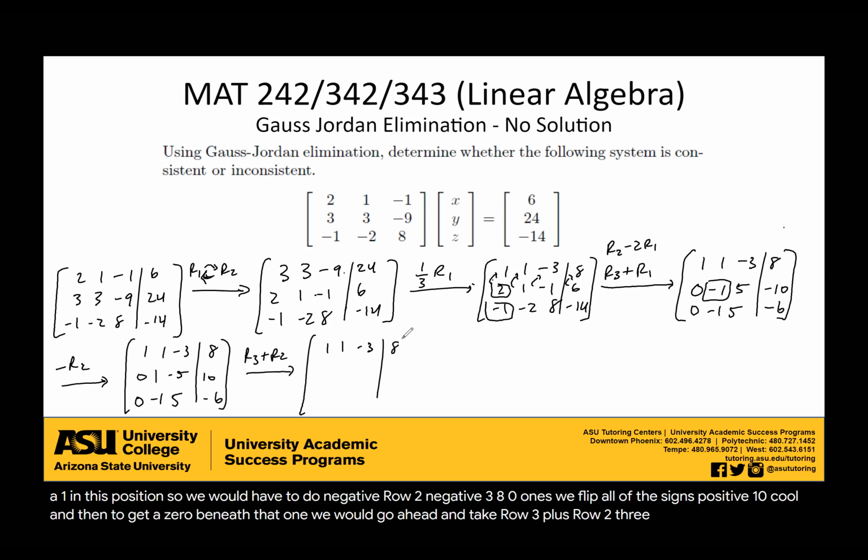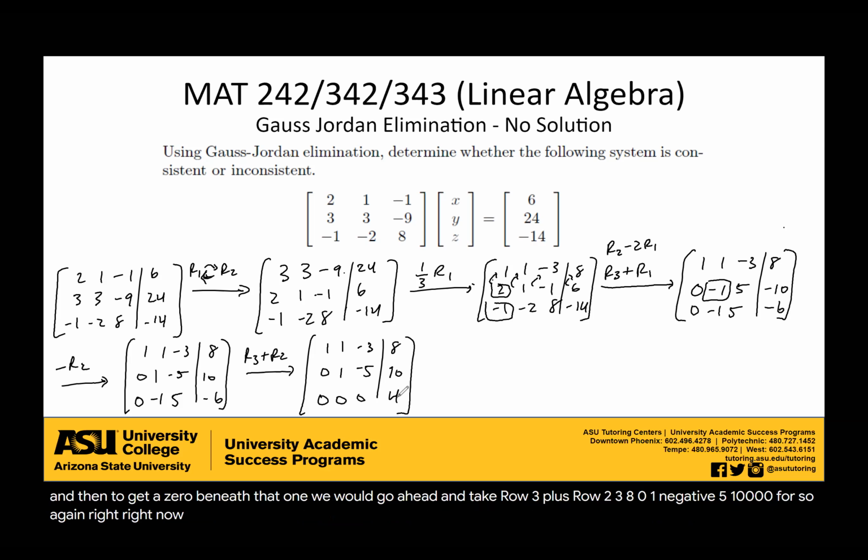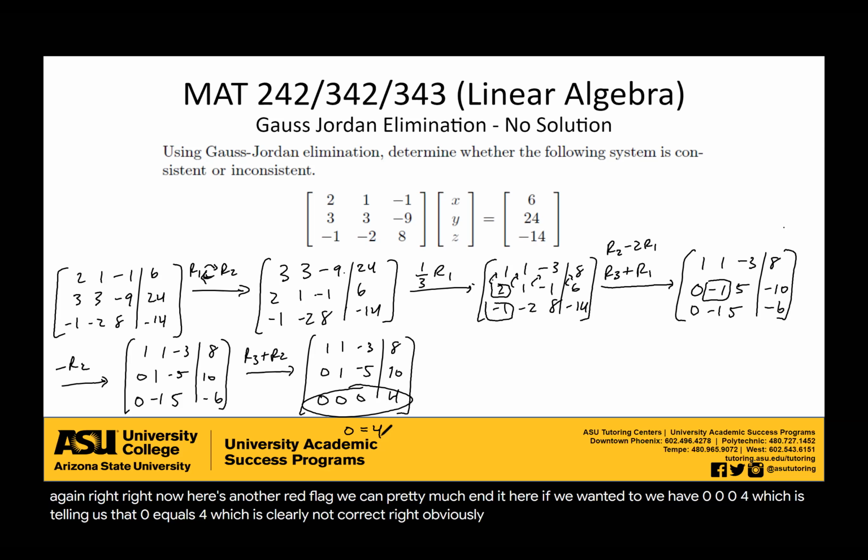Negative 3, 8, 0, 1, negative 5, 10, 0, 0, 0, 4. So again, right now, here's another red flag. We can pretty much end it here if we wanted to. We have 0, 0, 0, 4, which is telling us that 0 equals 4, which is clearly not correct, right? Obviously, 0 does not equal 4.